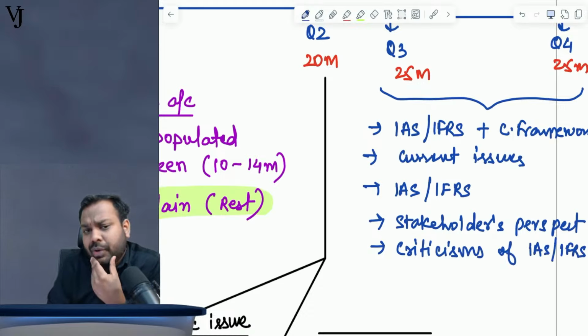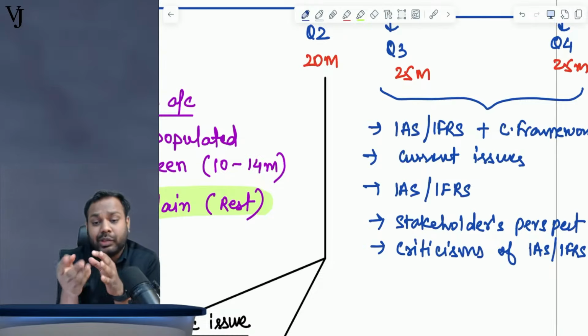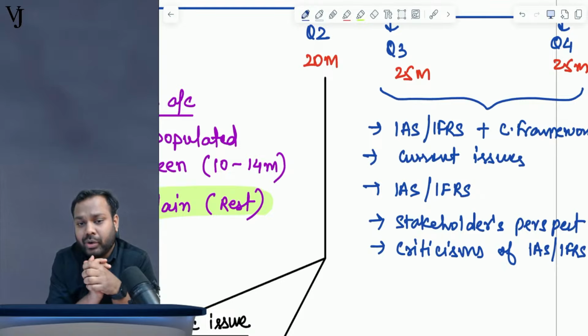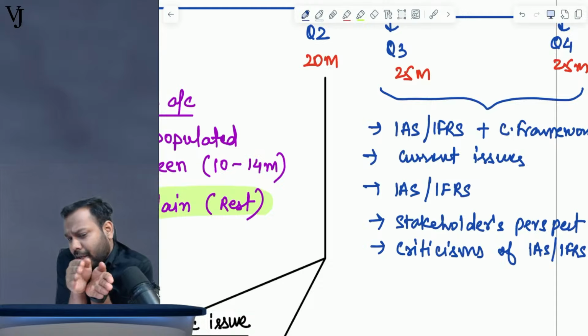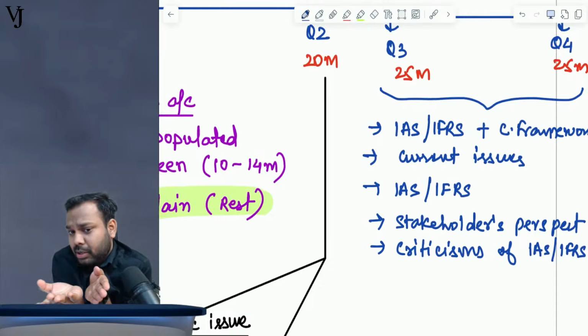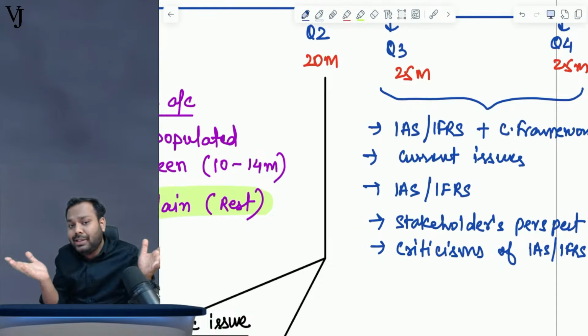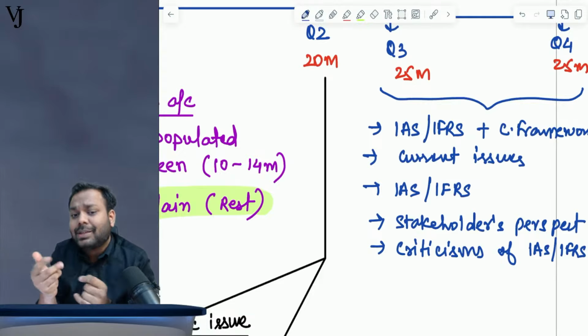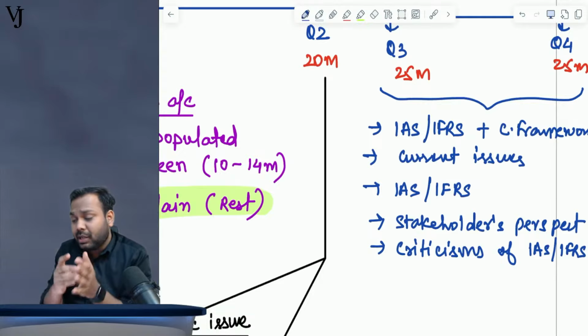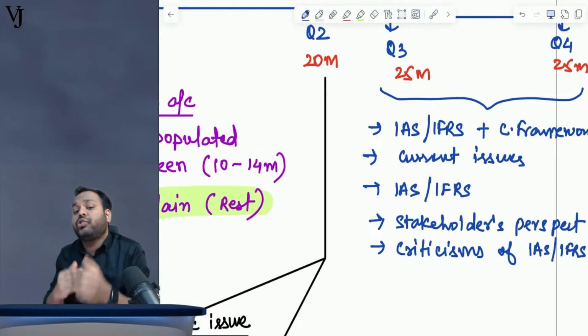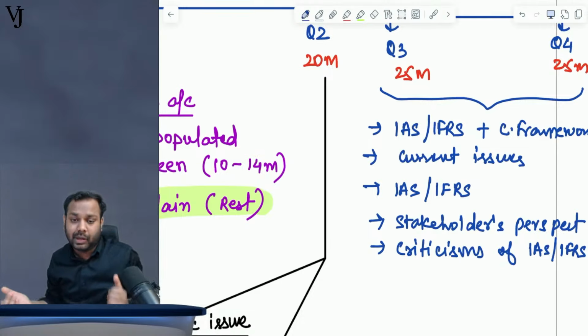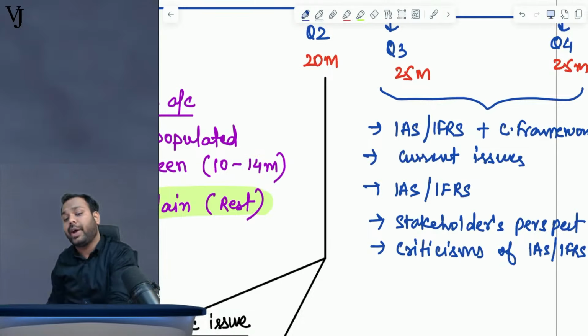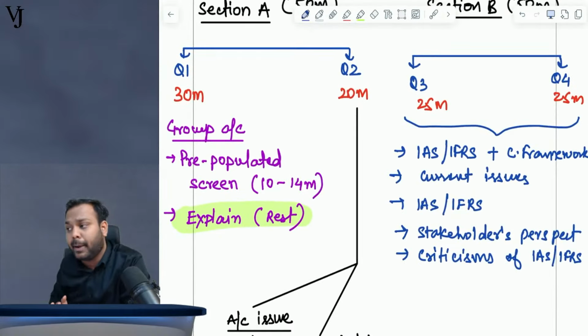So what is the meaning of criticisms of a particular IAS or IFRS? They will give you a scenario and ask you, do you think that the particular standard requires amendment? For a question like this, there is no right answer and no wrong answer. What matters is how well you are able to justify your points. So these are the things which can be asked in section B.